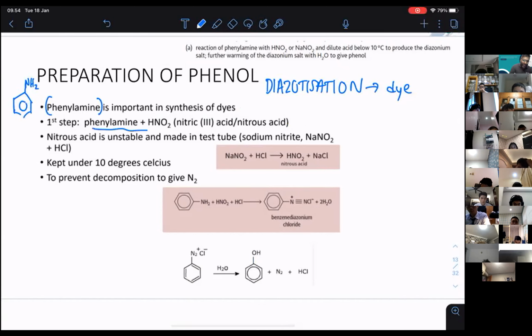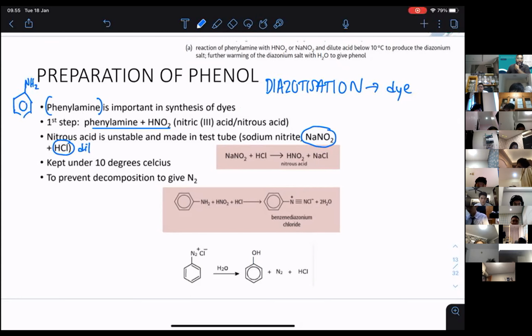Now HNO2 doesn't simply come in a bottle, so you need to prepare it, because nitrous acid is unstable. How do we prepare it? We prepare it by using NaNO2 and HCl. This is very important. The HCl is dilute HCl, and you can check from the syllabus what they mention.